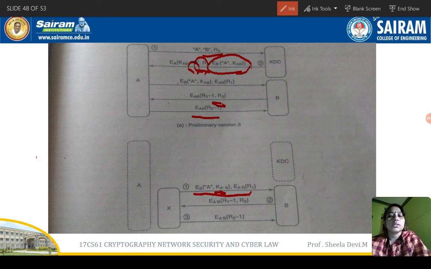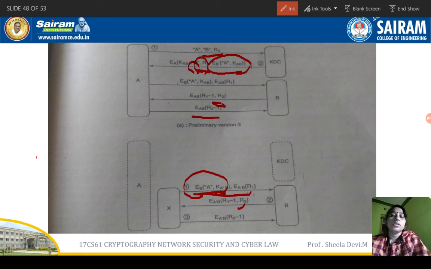This is the ticket which is for B, which gives the session key information and whom it has to communicate with. So it takes it and gives the response to the challenge which was sent by X. Actually, B thinks that it was sent by A, but it is sent by X, and it proves its identity by giving the response by decrementing it by 1, and it gives its own challenge, that is R2.